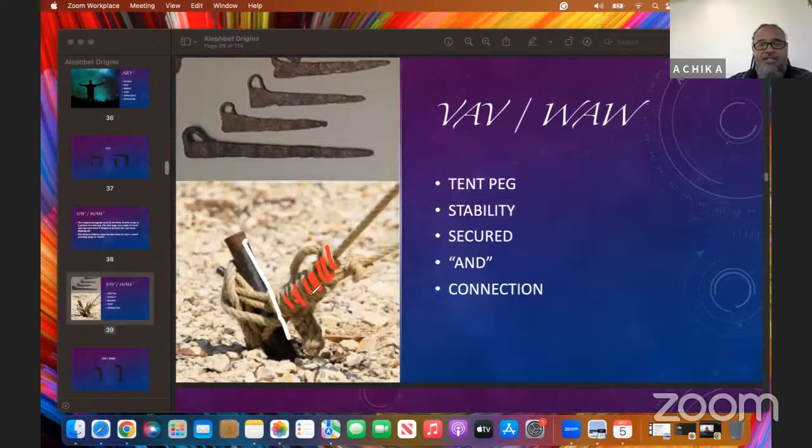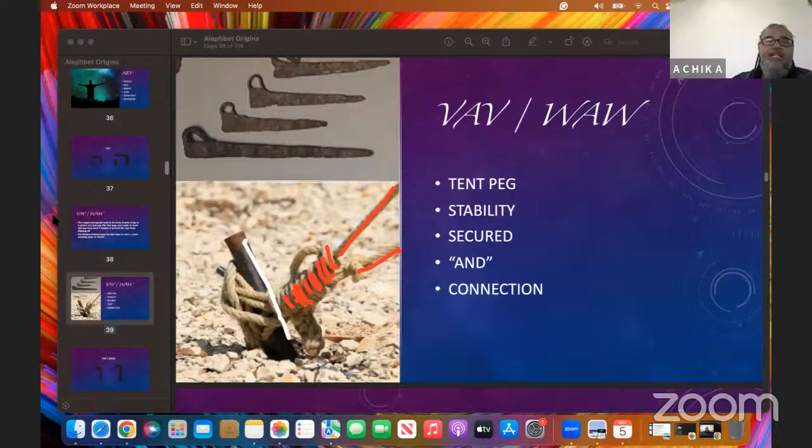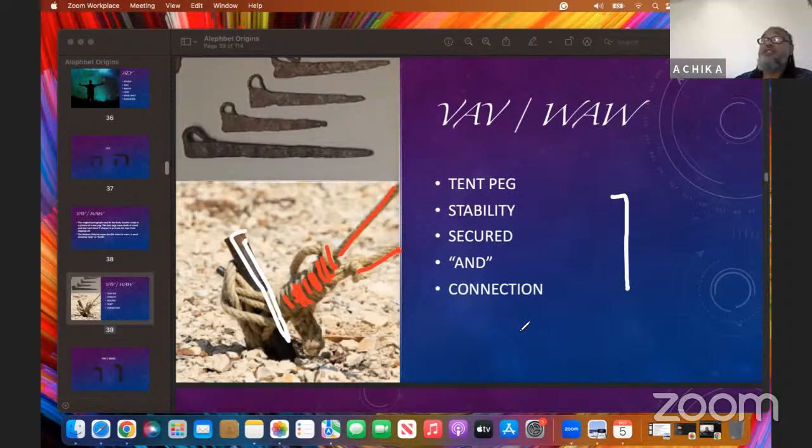So let me ask you a question. What do you need in order to use a vav? When is the vav being used? You need tent pegs, stability, security, connections, and ropes. So is a tent peg good by itself? What value is it? It's still good value because you need to use one, but if you don't use it and it just sits around, what good is it? If you're not making a connection, what good is this without a connection?